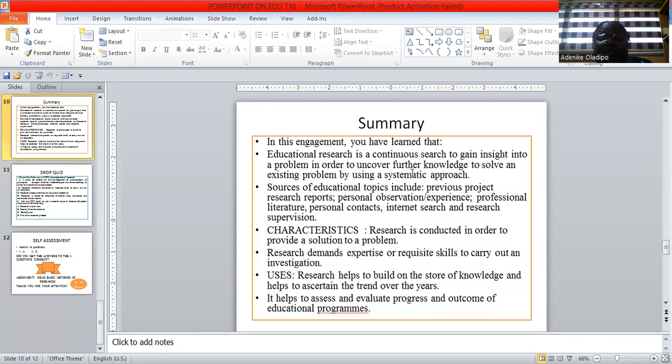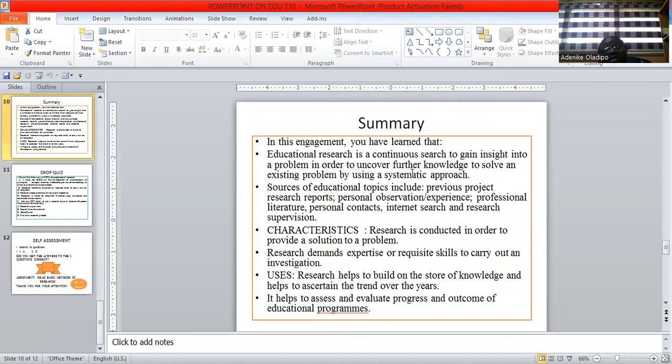By way of summary, in this engagement, you have learned that educational research is a continuous search to gain insight into a problem in order to uncover further knowledge to solve an existing problem by using a systematic approach. You've also learned about sources of educational research topics. These include previous project research reports, personal observation, professional literature, professional contact, internet search, and research supervisor.